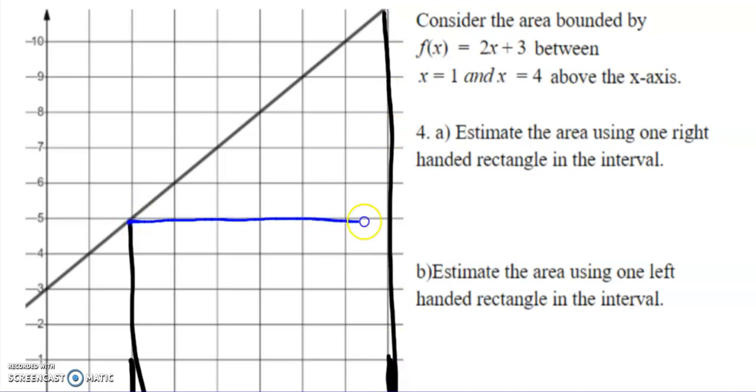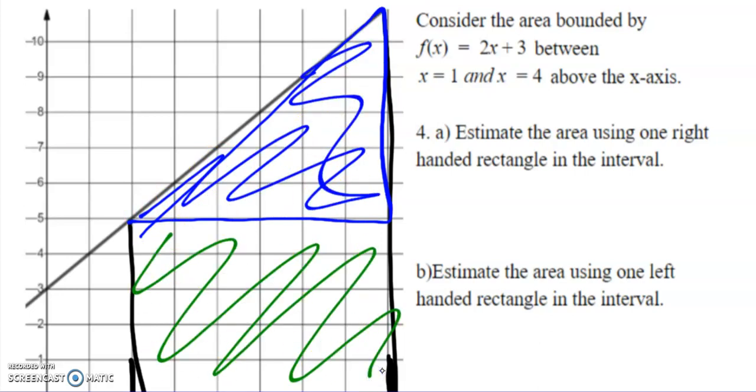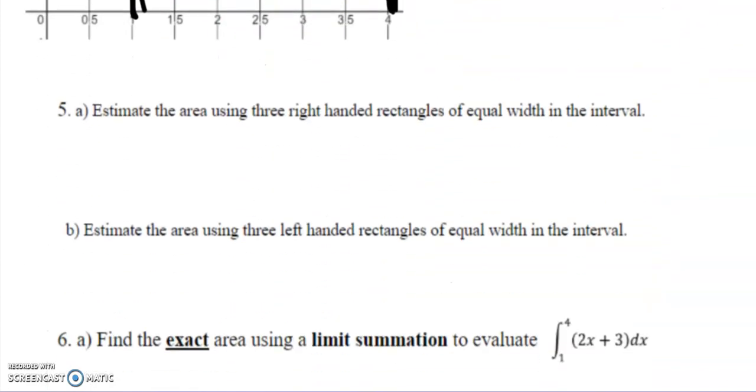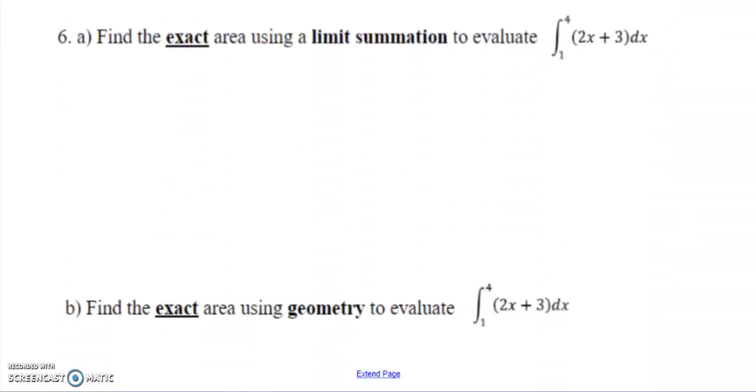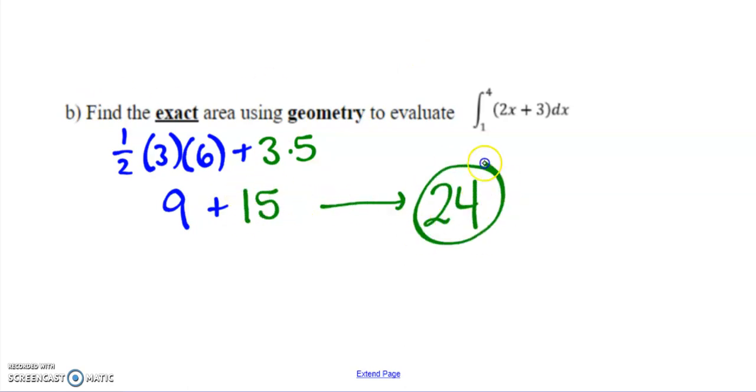I know that my final answer should be this blue triangle plus this green rectangle, okay? So I'm actually going to skip all the way to the bottom and tell you my exact area is 1/2 3 times 6 plus that rectangle 3 times 5. So this ends up being 9 plus 15, 24.